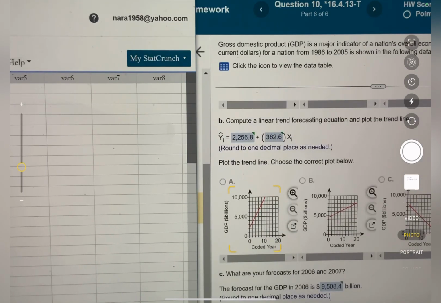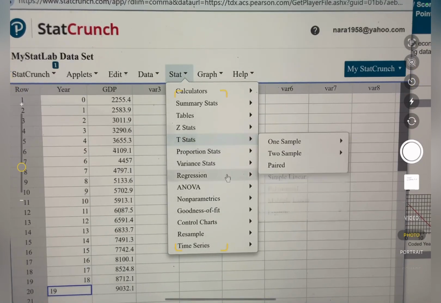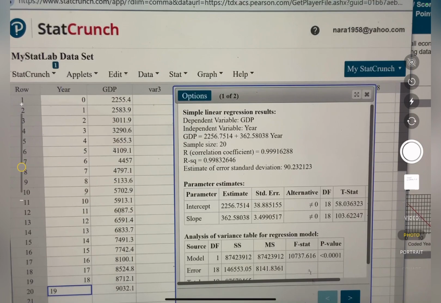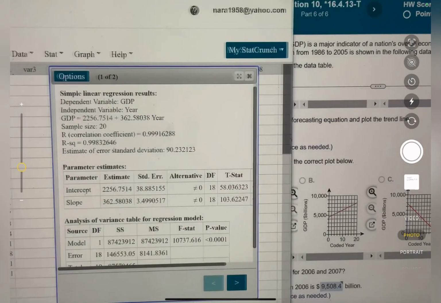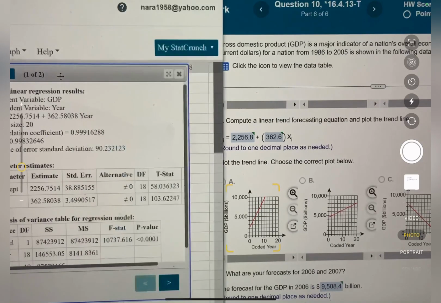All right, linear trend. We go stat, regression, and simple. This is year, this is GDP, and compute. And we are getting a result 2256.8 plus 362, blah, blah, blah. Here. Okay, and axis represent year. Okay, so we got this one also.